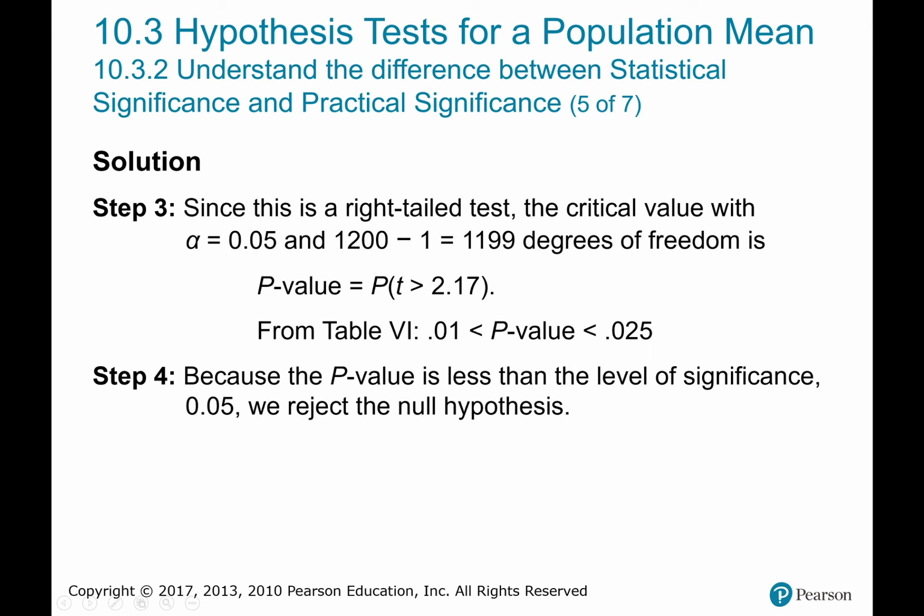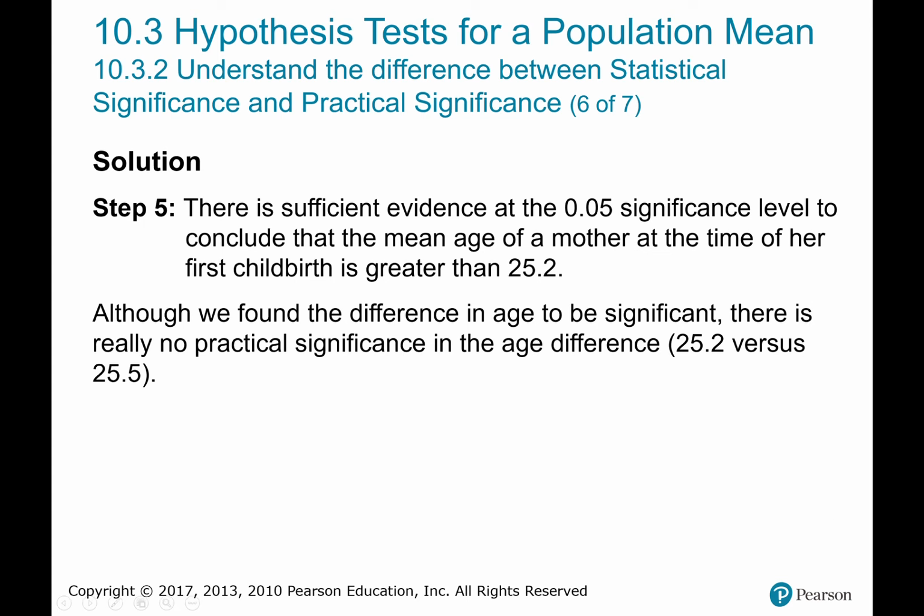Since it's right-tailed, the critical value with this, here we go, they've got all this. P is less than 0.025. Because P is less than the level of significance of 0.05, we reject the null. Therefore, there's sufficient evidence at the 0.05 significance level to conclude that the mean age of a mother at the time of her first childbirth is greater than 25.2. Although we found the difference in age to be significant, there is no practical significance in the age. So it doesn't really matter that that's 25.2.